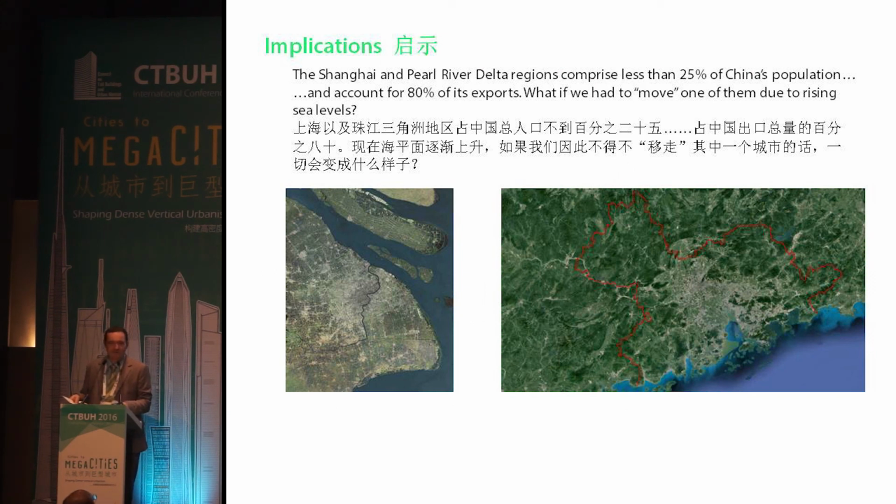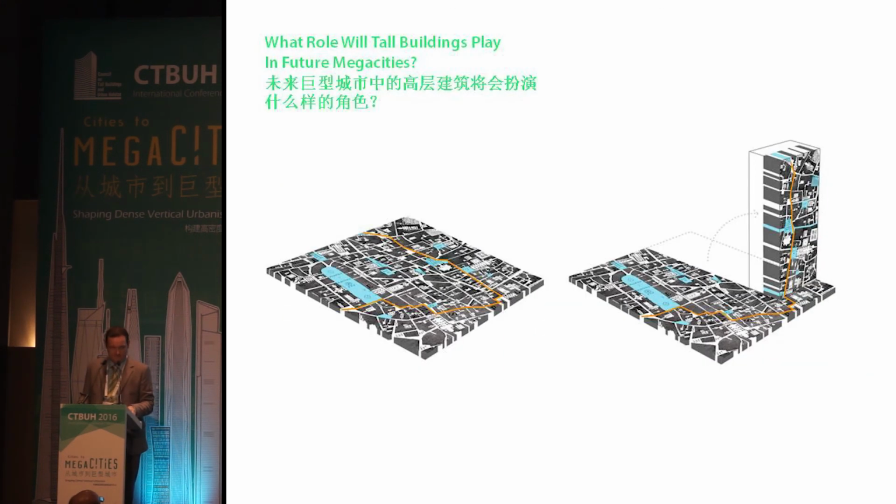So what are the implications of 13% of the world's population living in megacities? Well, having illustrated that most of them are coastal, let's consider just two in China. The one we're sitting in, Pearl River Delta, and the one that a lot of us came here from today, Shanghai, account for 80% of the exports of China, even though it's less than 25% of the population. So if we had to move one of these cities, or even react in a dramatic way to rising floodwaters, we have a lot of work ahead of us.